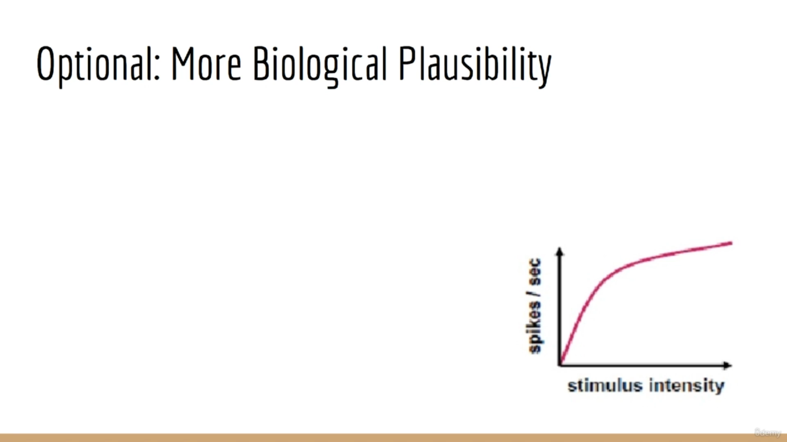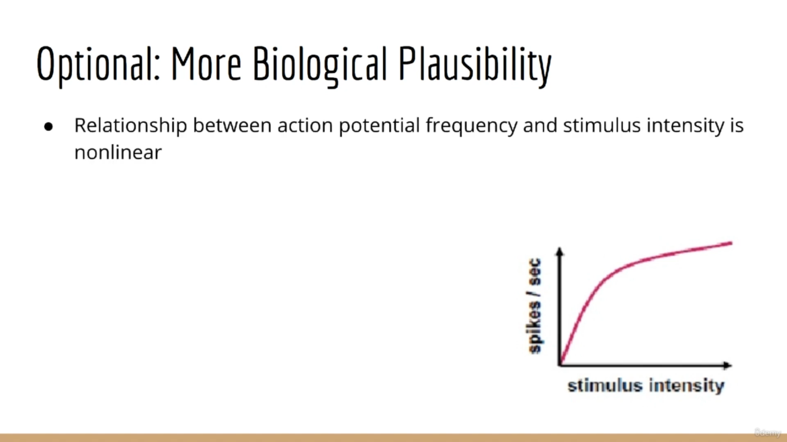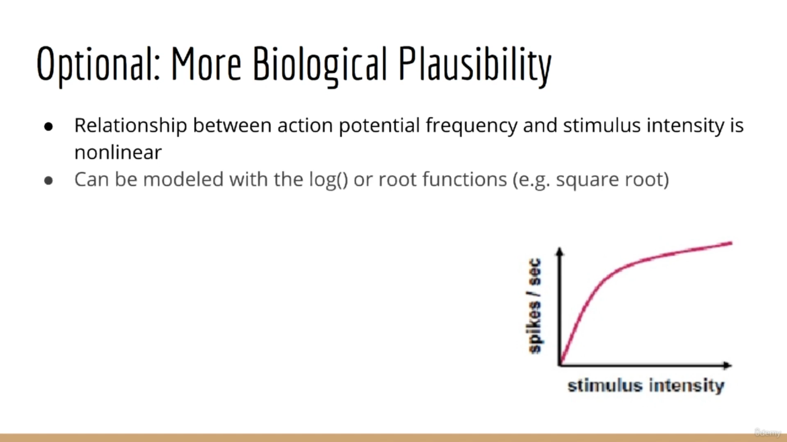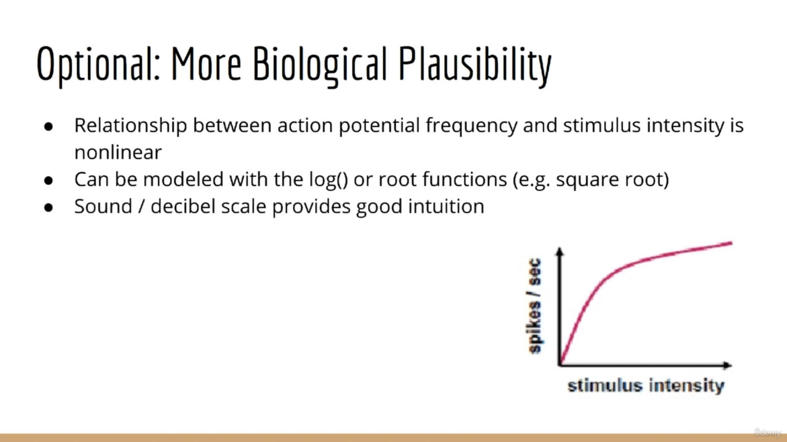What we know based on neuroscience is that, unlike the ReLU activation, action potential frequency is not linearly related to its input stimuli. Instead, we have a nonlinear relationship. It can be modeled using the log function or a root function like the square root. A good way to understand this is with sound. Something that is twice as loud does not sound twice as loud, using measurements of sound intensity. This is the intuition behind the decibel scale. As you recall, the decibel scale is a logarithmic scale.